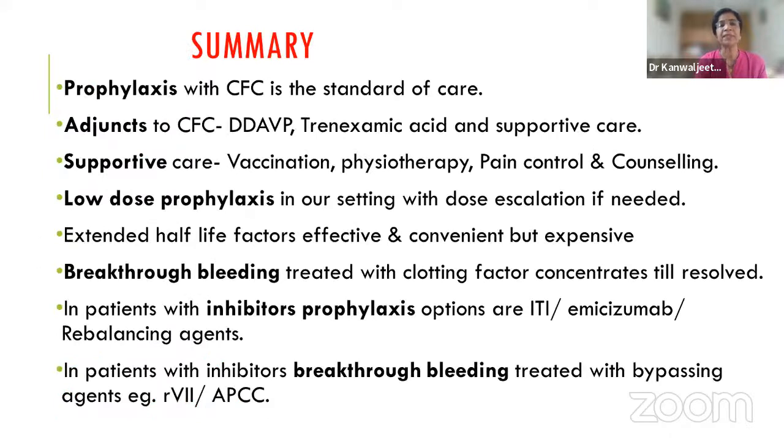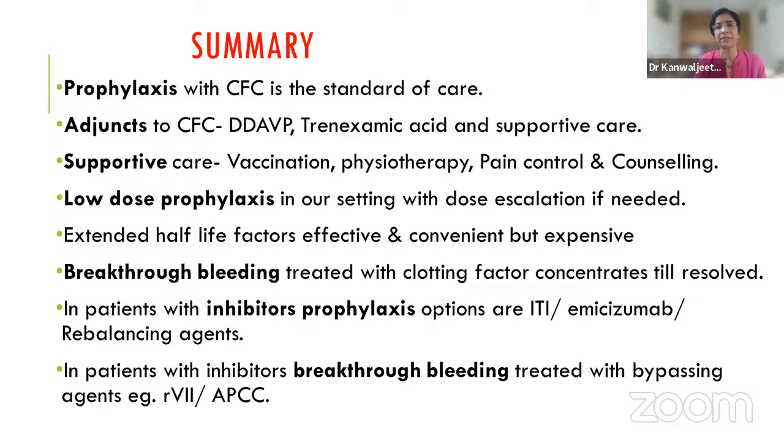To summarize, prophylaxis with clotting factor concentrate is the standard of care. Adjuncts available to us are desmopressin and tranexamic acid, and the supportive care involves vaccination, physiotherapy, pain control, and counseling, especially counseling for self-help. Low dose prophylaxis in our setting is the rule, with dose escalation if the patient has already presented with a life-threatening bleed in the past or currently. Extended half-life factors are available, but they are expensive as of today. Breakthrough bleeding is treated with clotting factor concentrates, to be given till the swelling subsides, and for prolonged periods in case of intracranial bleed.